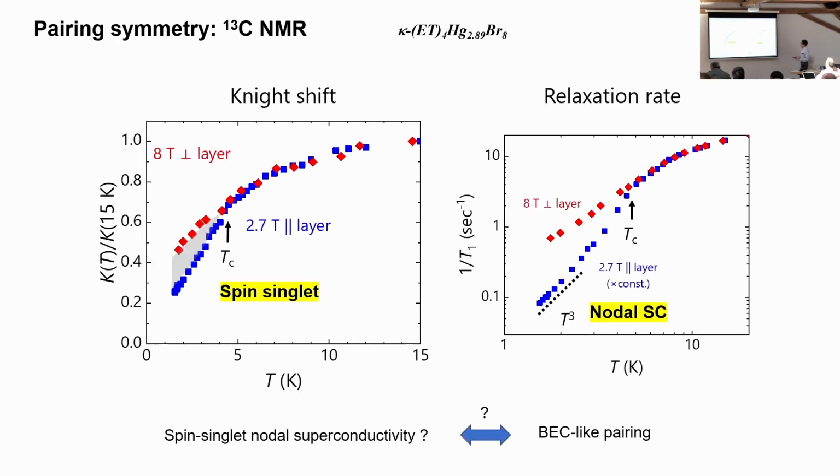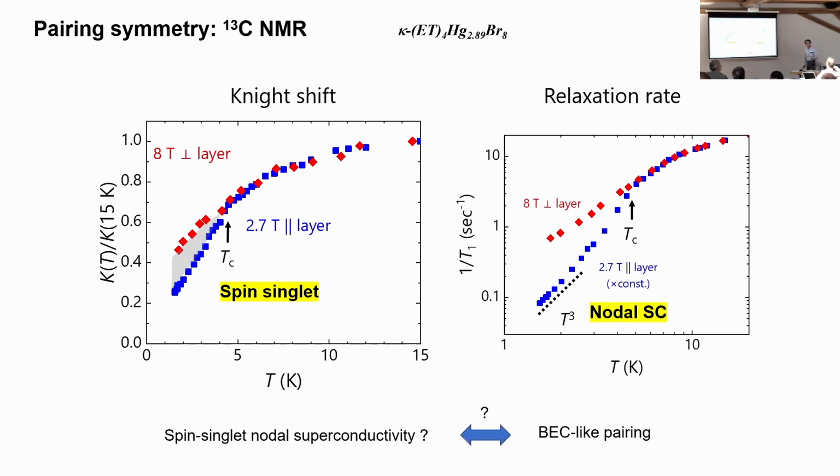Okay, on the nature of the superconductivity, an additional feature is the temperature dependence of the 1 over T1. This is T cubed, but the lowest temperature is insufficient, so we should do the experiments at much lower temperature. But at present, the behavior appears to be nodal superconductivity. Okay, so singlet nodal superconductivity.